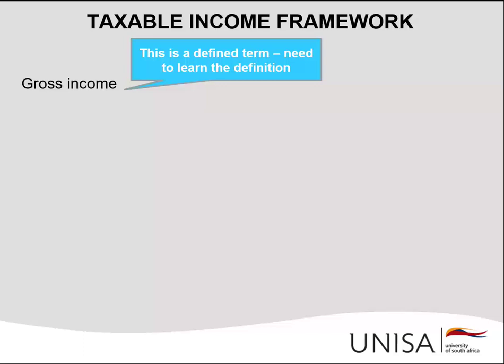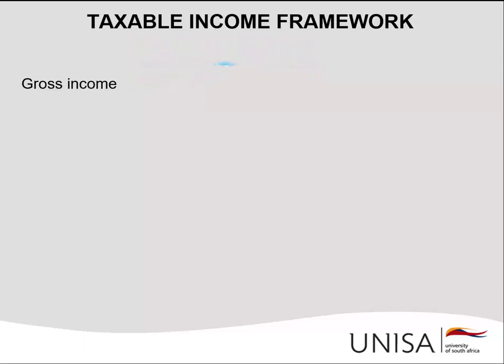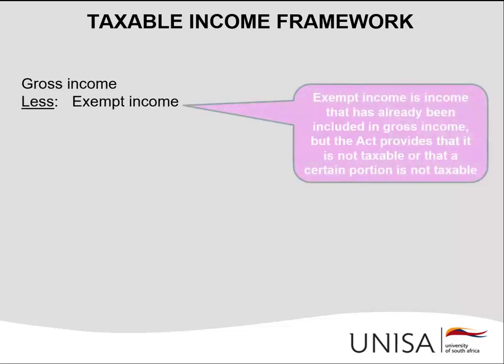So after all amounts have been included in gross income, either through the definition or because of one of the specific inclusions, the Act then provides for specific exemptions. Now, exempt income is income that has been included in gross income. But the Income Tax Act, in terms of Section 10, provides that this income is not subject to income tax and it must then be excluded.